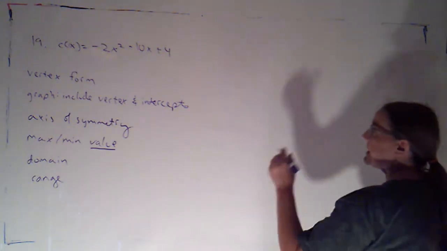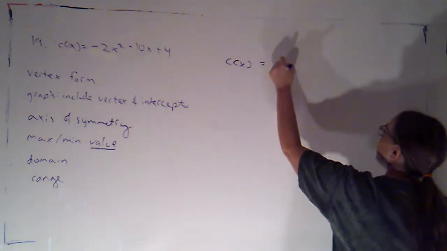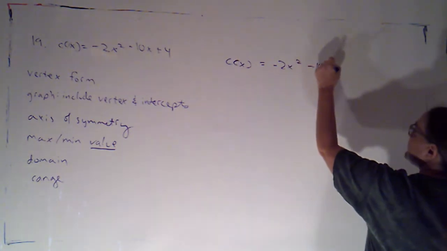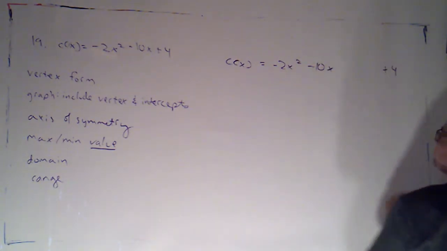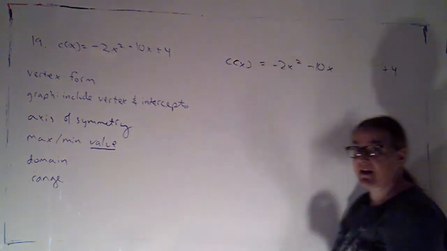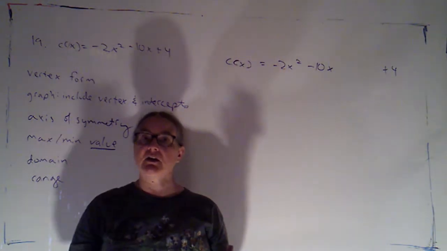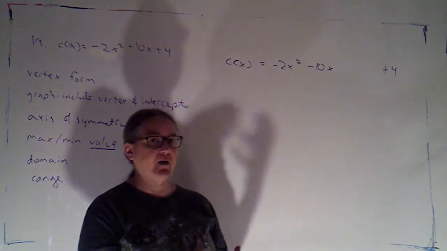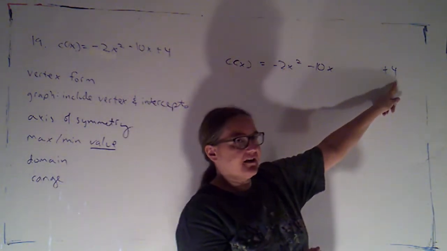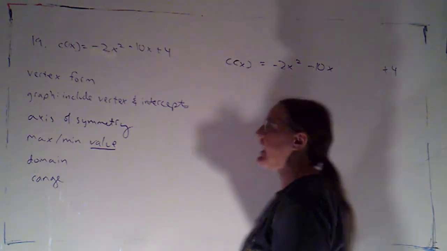All right, so the first thing I want to do is get this into vertex form. So c of x right now is negative 2x squared minus 10x plus 4. I've separated the terms with x's in them. I'm hoping to be able to complete the square to make them look like a multiple of a perfect square. The number here is probably not the number that I want. It's just going to hang out while I do that work.